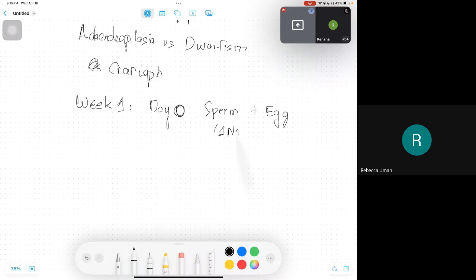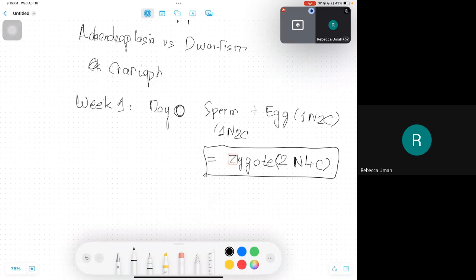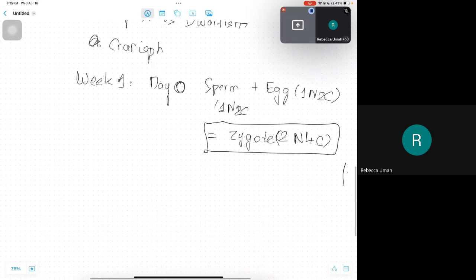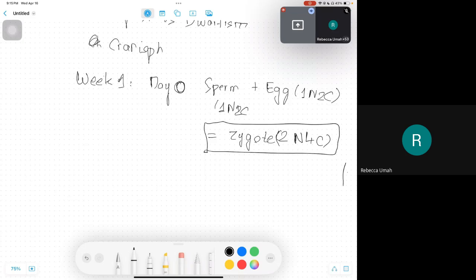Yes, it's 1N and 2C. And they both combine and they will form a zygote. So the number one thing that forms is the zygote, and it will be 2N and 4C. So remember, a zygote will always be 2N and 4C. After that, there will be cleavage and the zygote will start dividing. And then the zygote forms a morula.